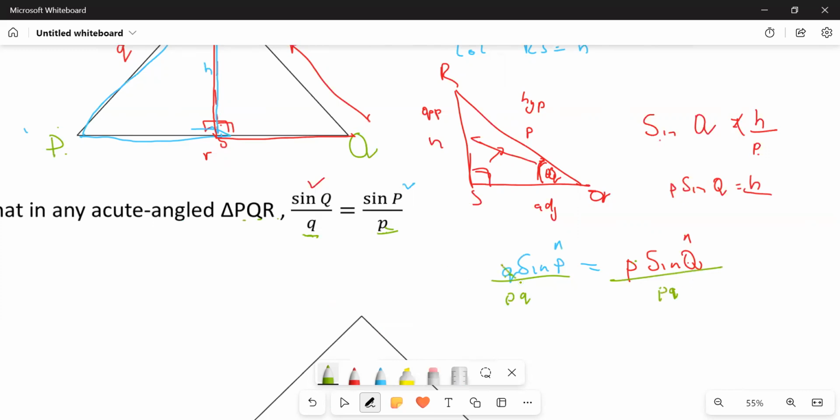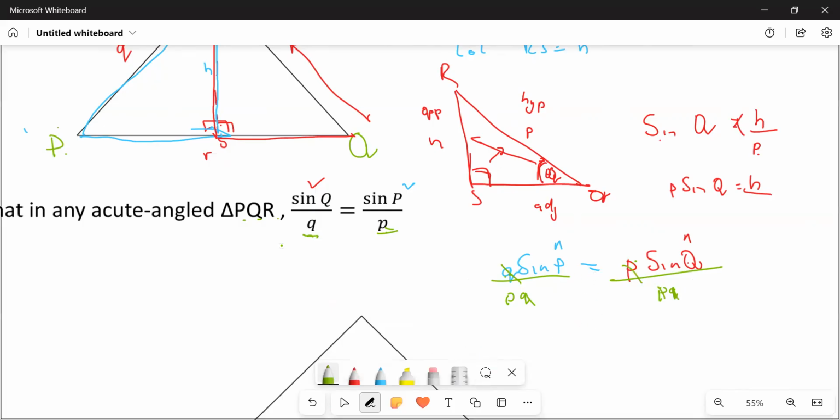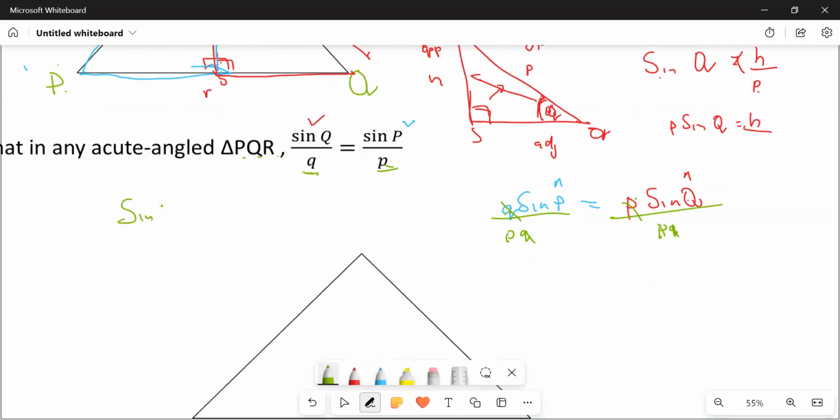If I do that, Q and Q divide each other out. And on this side, P and P divide each other out. And then what am I going to have as my answer? It says this can be written as the sine of P over P, which is equal to the sine of Q over Q. It doesn't matter, you could have started with P, you could have also started with Q. It really doesn't matter.